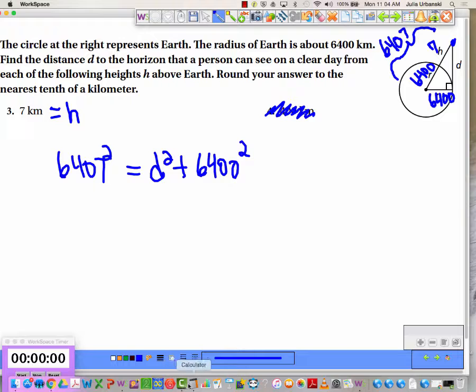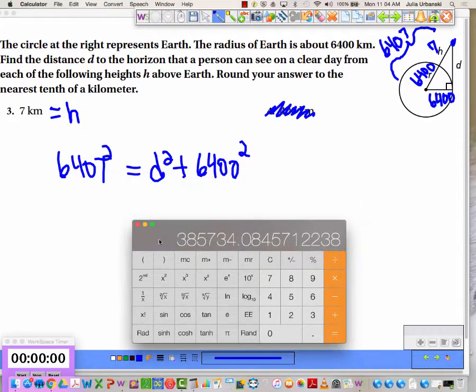And you use your calculator, let it do all the work. So I'm going to start off with 6,407 squared. Do I add or subtract 6,400 squared? Subtract it. There's an equal sign in between. Minus 6,400 squared. Don't forget to hit equal so it finishes subtracting. Is that my answer? No. Nope, that's D squared. So square root it. Good. And we get 299.4.